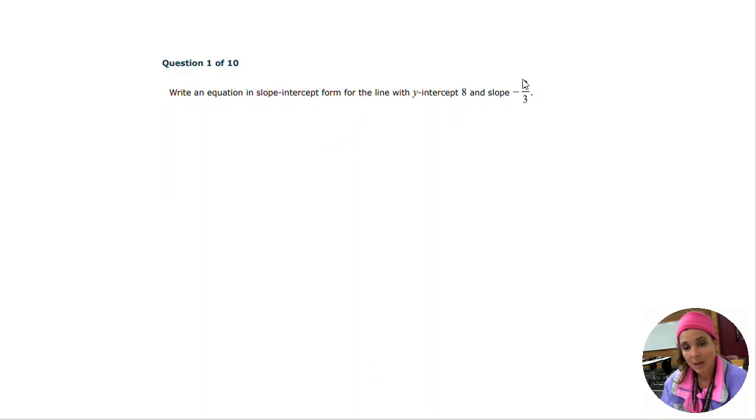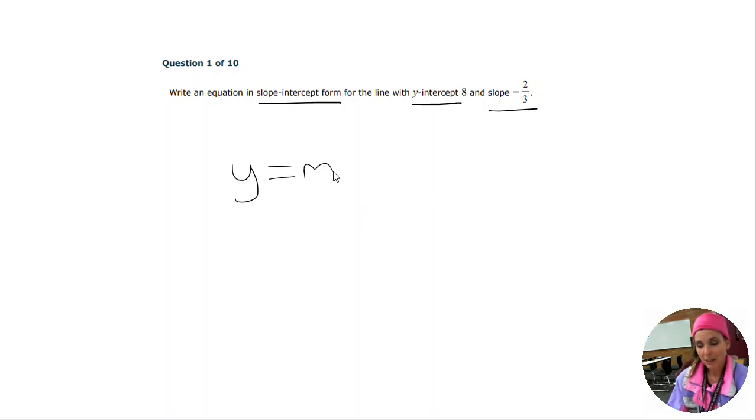Here is the first type of question you're going to see on your retake extra practice. This is just like one of the questions that was on your test. Okay, so it says, write an equation in slope-intercept form for the line with a y-intercept of 8 and a slope of -2/3. So whenever we're going to write an equation in slope-intercept form, we have to use slope-intercept form.